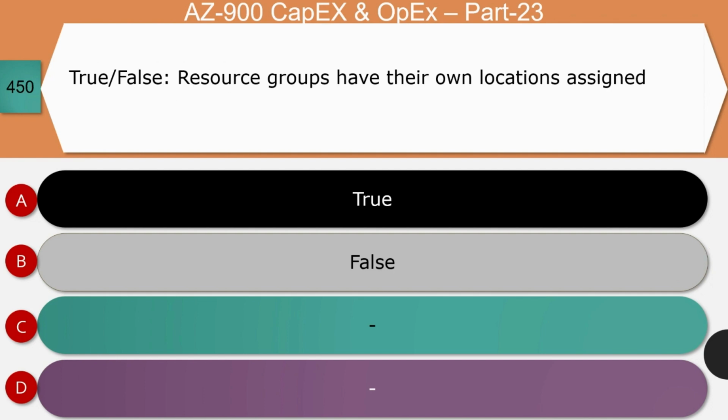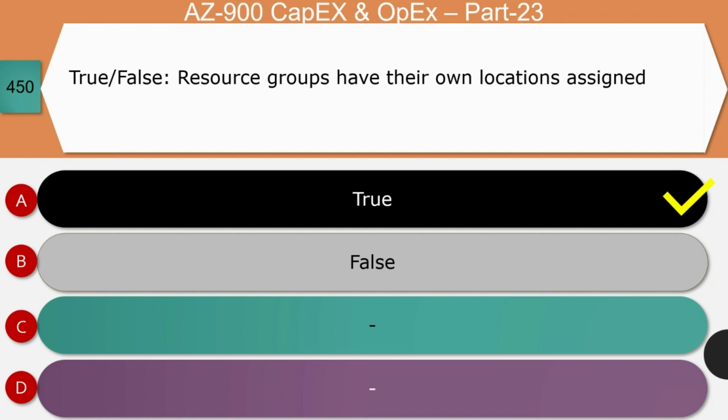Next question, true or false? Resource group have their own location assigned. Is it true or false? The right answer for this question is true. Now let's see the reason. While creating a resource group, it is mandatory to select a region to where it belongs.